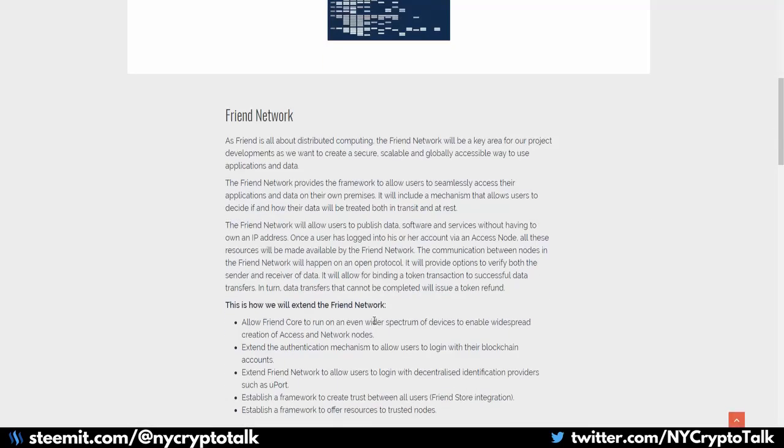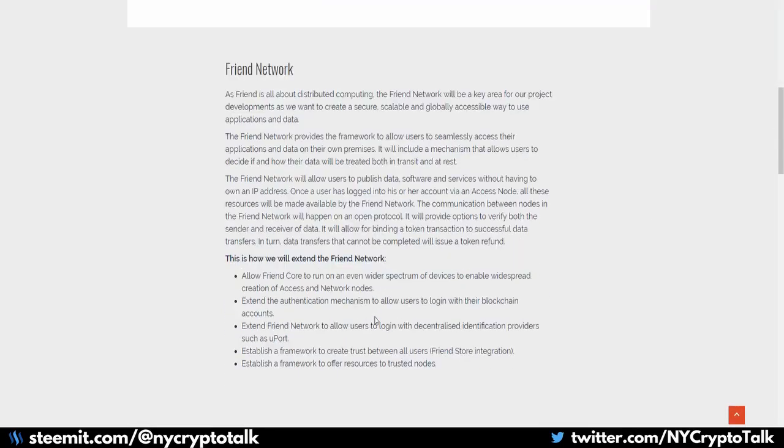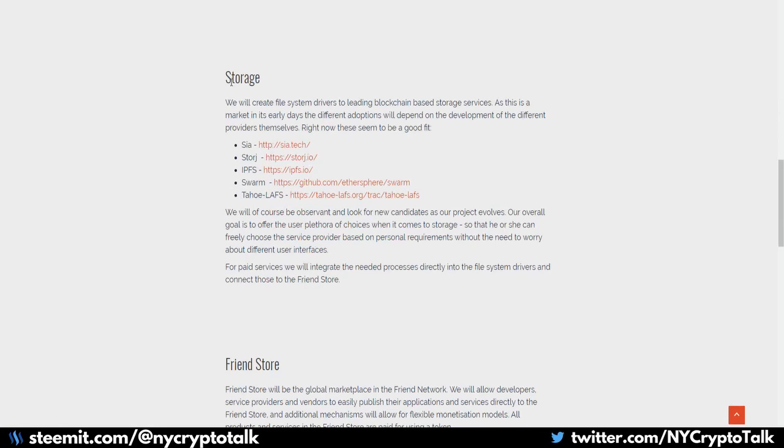Some of the main things that they talk about is the actual Friend network, which is basically the distributed computing, how they plan on building that and enhancing it. There's the storage, which is basically the storage for the file system and the different options that they have from Sia, Storj, IPFS, Swarm, Tahoe-LAFS.